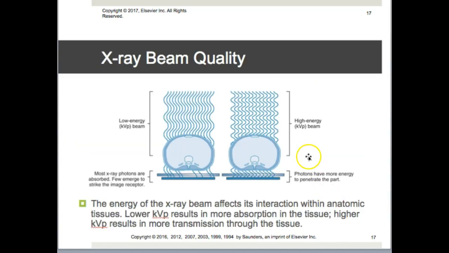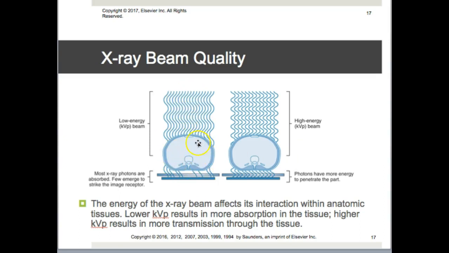All right, so X-ray beam quality. The energy of the X-ray beam affects its interaction within the atomic tissue. So lower kVp results in more absorption in the tissue. Higher kVp results in more transmission. If we look, you can see the wavelength here. This is a low energy.